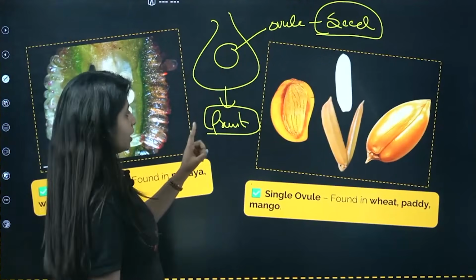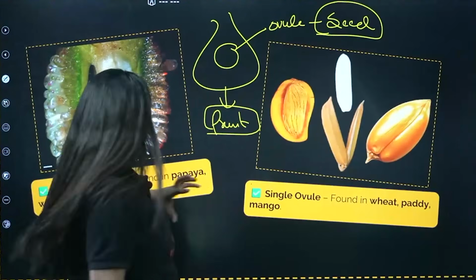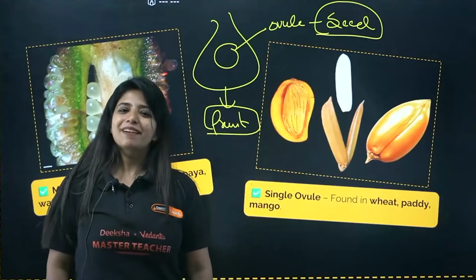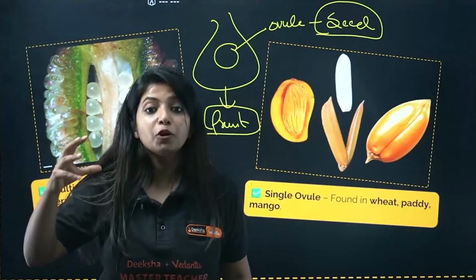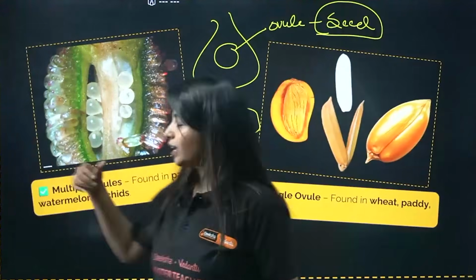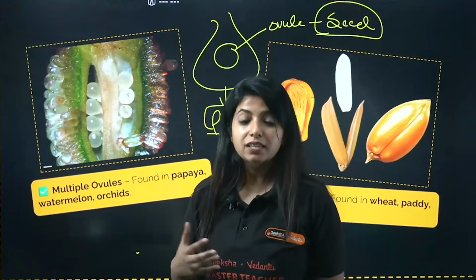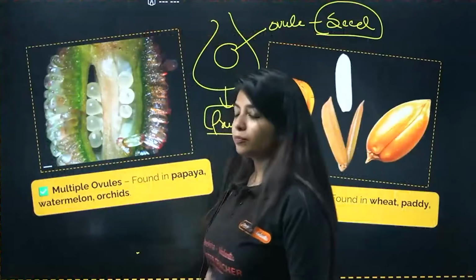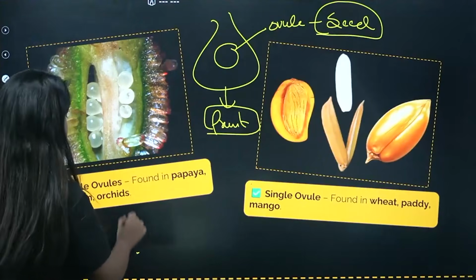Now, if I say that there are multiple seeds, for example, if you think about watermelon or papaya, you see so many seeds there. What do you mean by that? That they were all ovules. So there are chances multiple ovules could be there. Examples are papaya and watermelon. The thing that is difficult for you to remember would be orchid, because you might not have seen the orchid fruit. So orchid is something that you might have to remember.